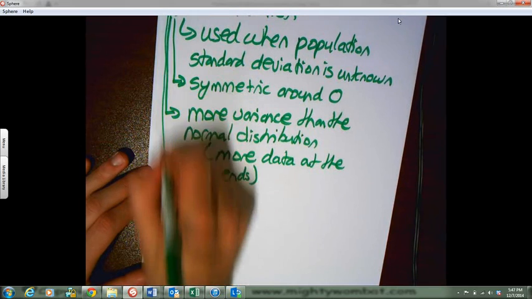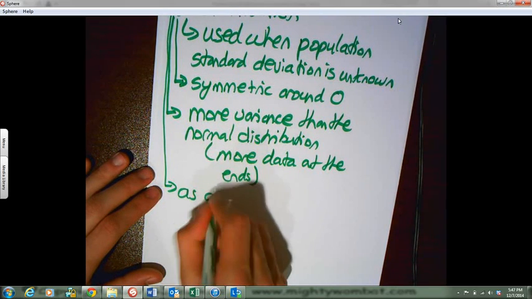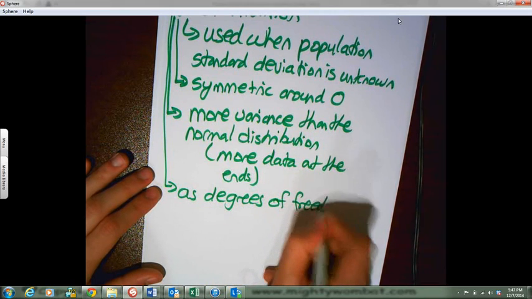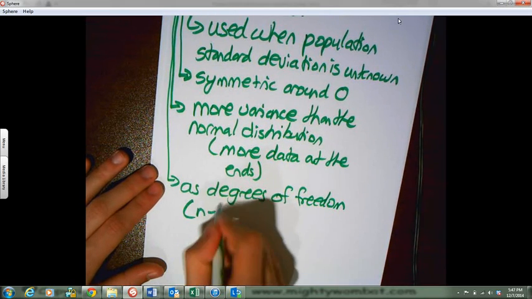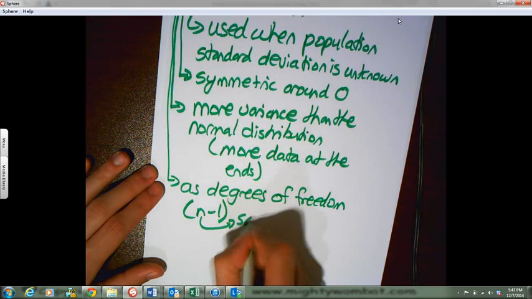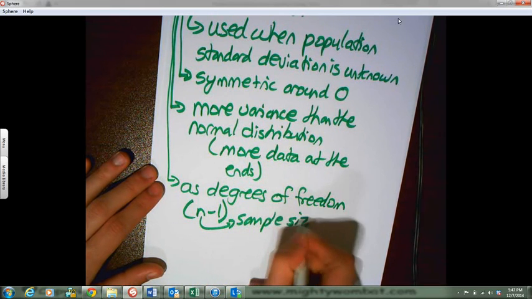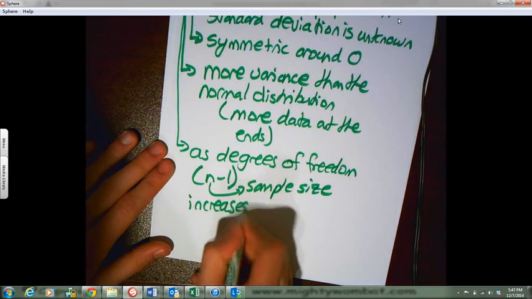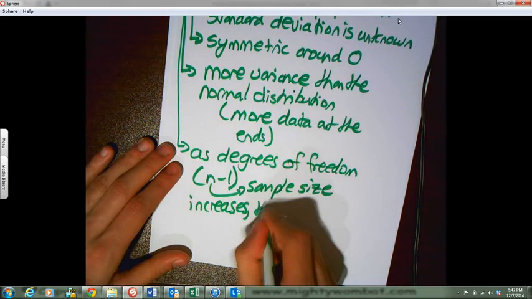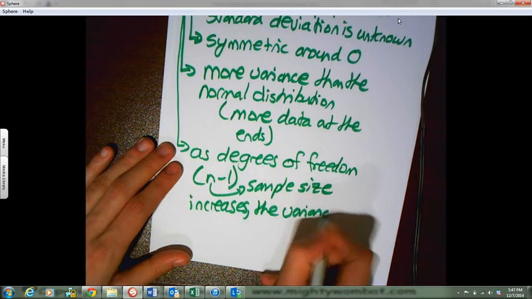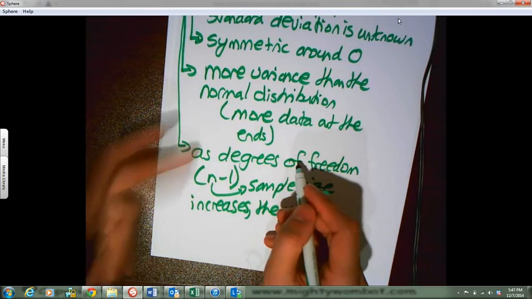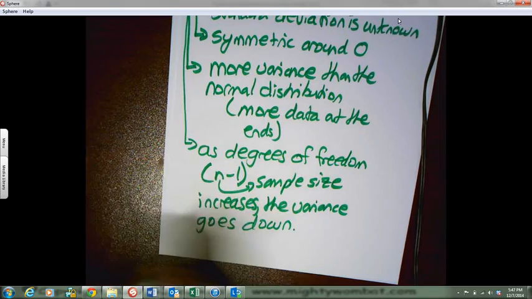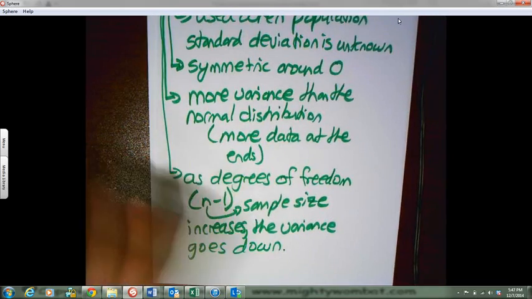And the last thing we know about it is as the degrees of freedom, which is just n minus 1, where n is sample size, increases, the variance always goes down. As the sample size gets bigger, which means the degrees of freedom gets bigger, the variance goes down. So now let's see which answer choices are correct.